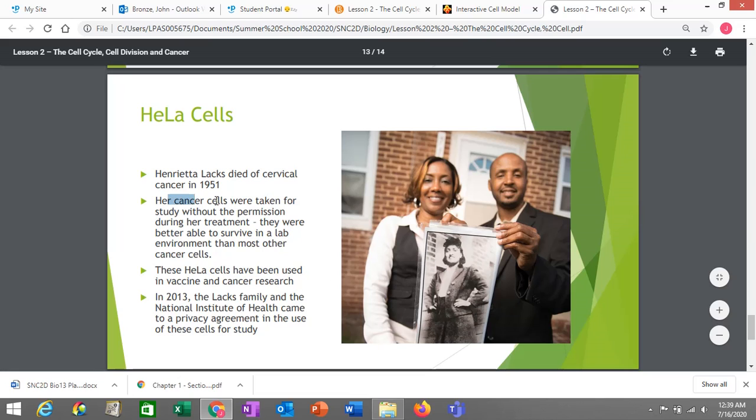But her cells were taken without her permission. And it was only in 2013 that her family and the NIH, the National Institute of Health, came to an agreement on how these things can be used. So her name was Henrietta Lacks. It's an interesting story. You can look it up. There's a lot of material on this story now.